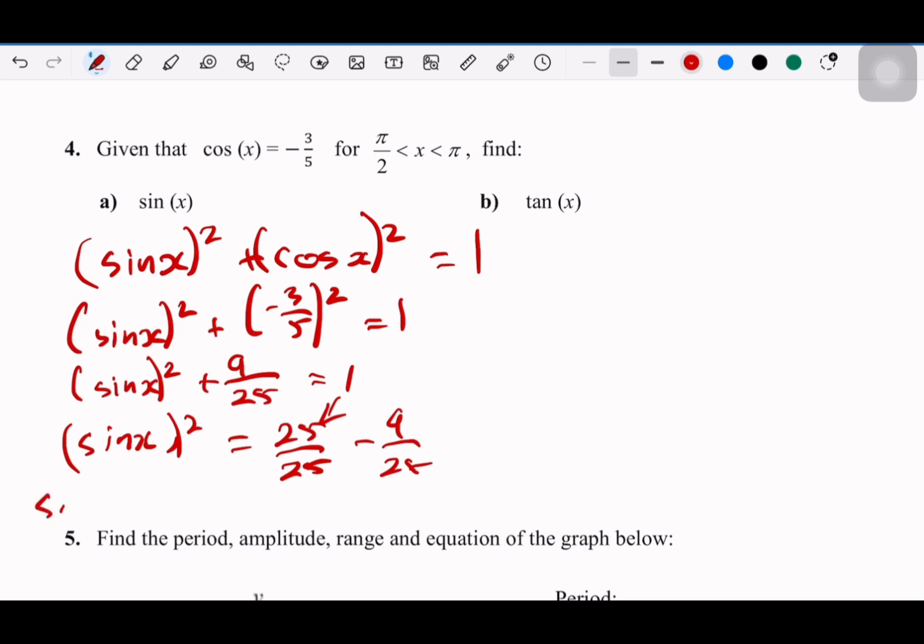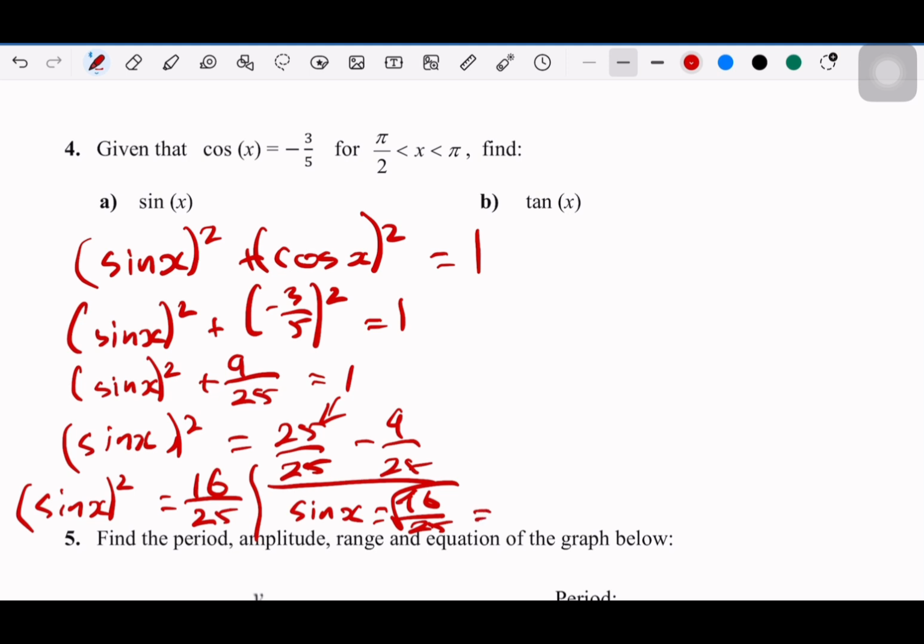And so sine x squared equals 16/25. And after you can square root that, you can cancel the square on sine. So you get sine x by itself. And that goes to sine x equals root 16/25, which just equals 4/5. Now, don't forget the plus minus. When you cancel out a square, there's going to be a plus minus in front of the square rooted numbers.